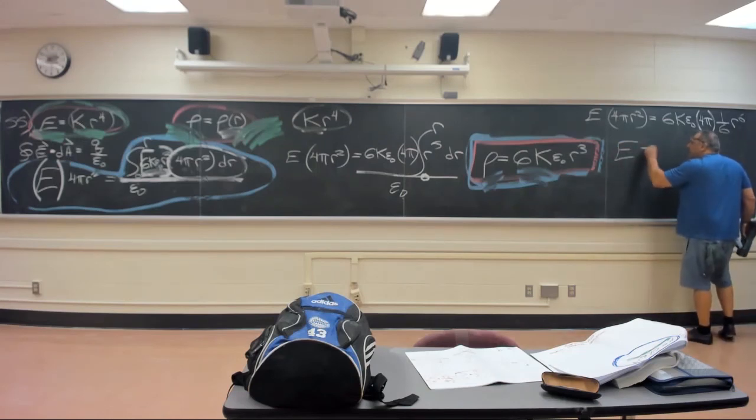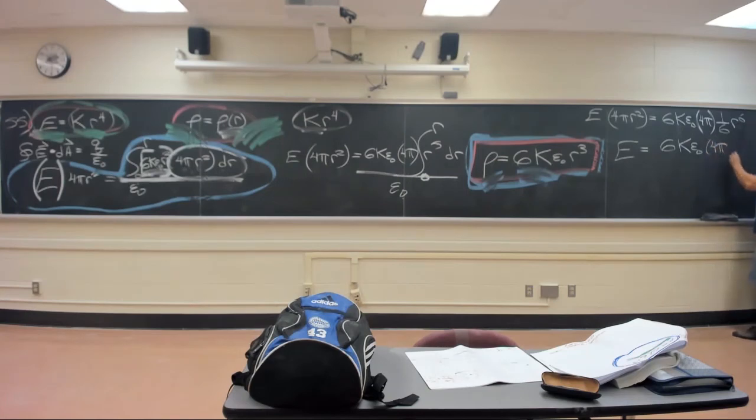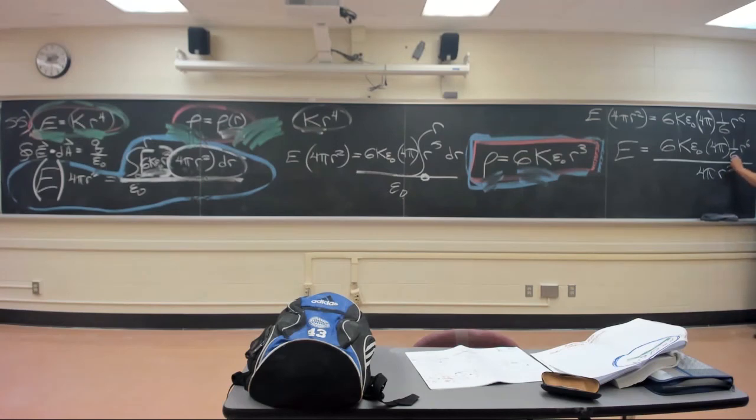Here's kind of the fascinating thing about the whole thing. 6k epsilon naught, 4 pi, 1/6 r to the 6th divided by 4 pi r squared. Well, 1/6 and 6 cancel. 4 pi and pi cancel.